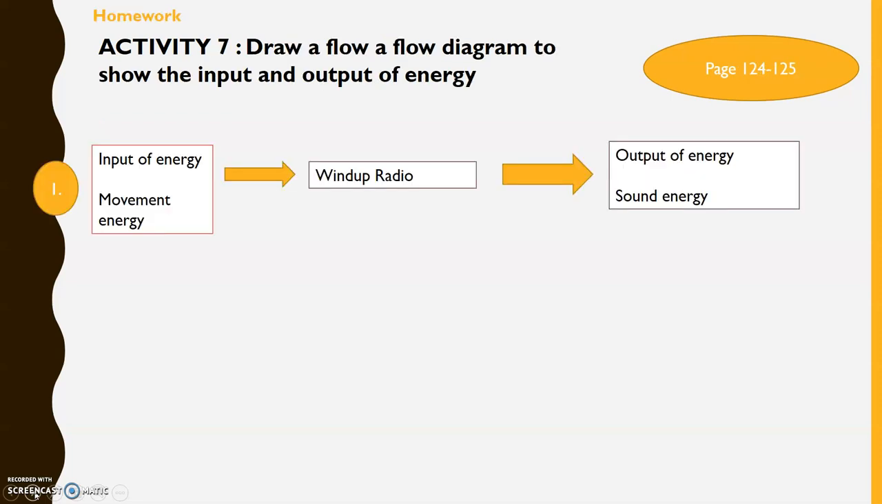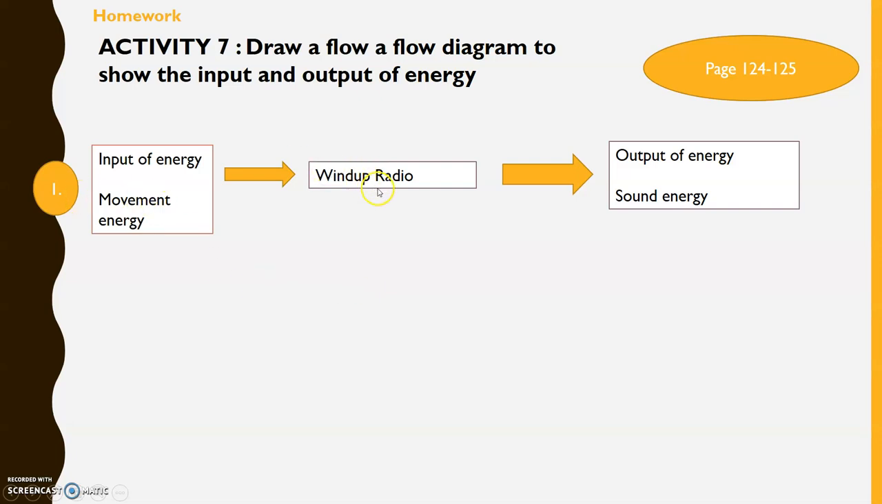And for homework, your homework is on page 124, and it requires you to draw a flow diagram to show the input and the output of energy. But it says to you, look at the appliances on page 125. So I expect you to have 5 different flow diagrams.